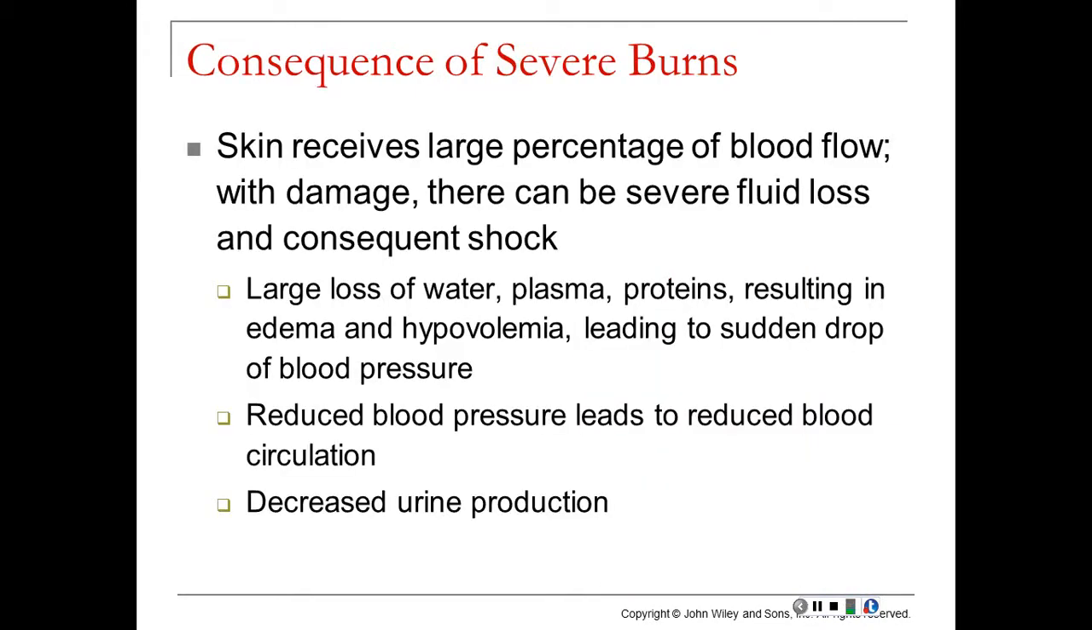The consequence of burns, ultimately: your skin receives lots and lots of blood flow, so with any damage there's lots of fluid loss. There could be shock related to the burn as well, lots of loss of water, loss of proteins. That's going to result in a drop in blood pressure. Reduced blood pressure is going to lead to reduced circulation. Because you have less fluid in your body, you're not going to produce the urine to get rid of all the toxins as efficiently.